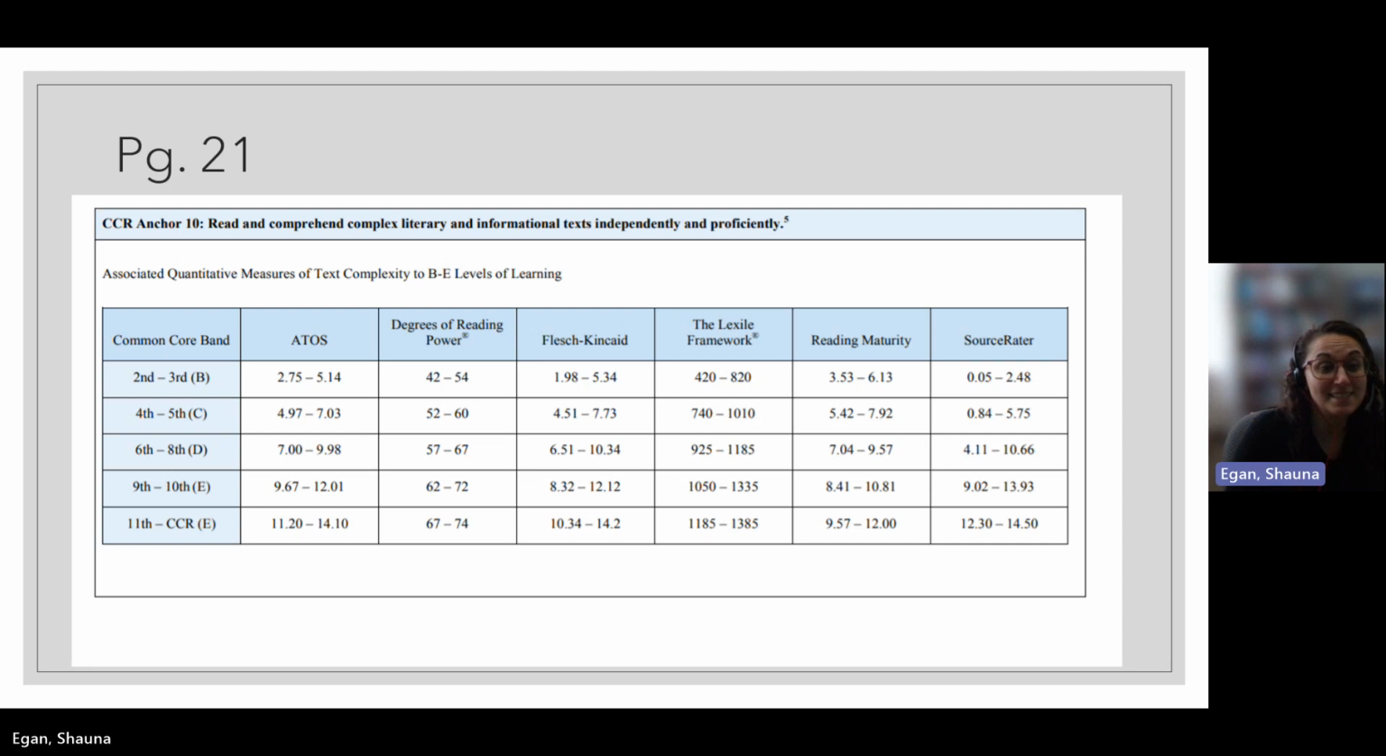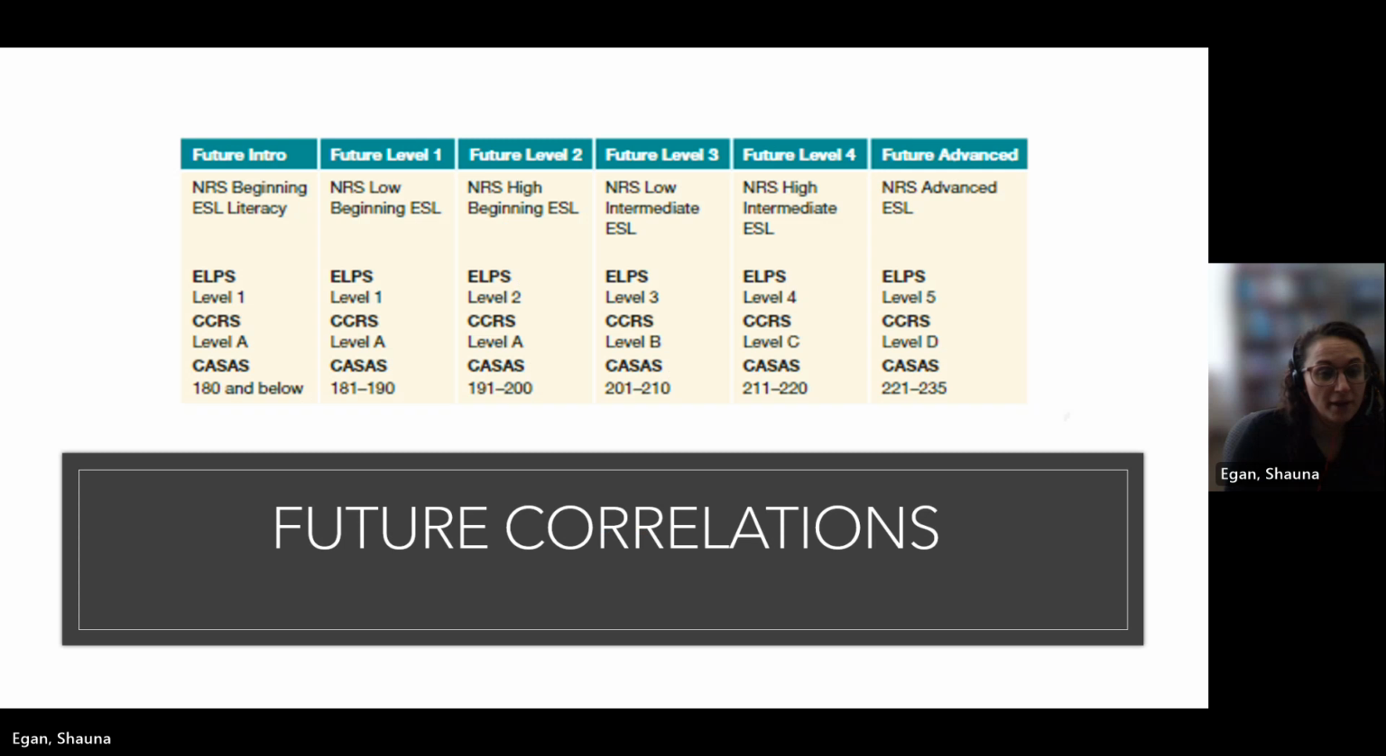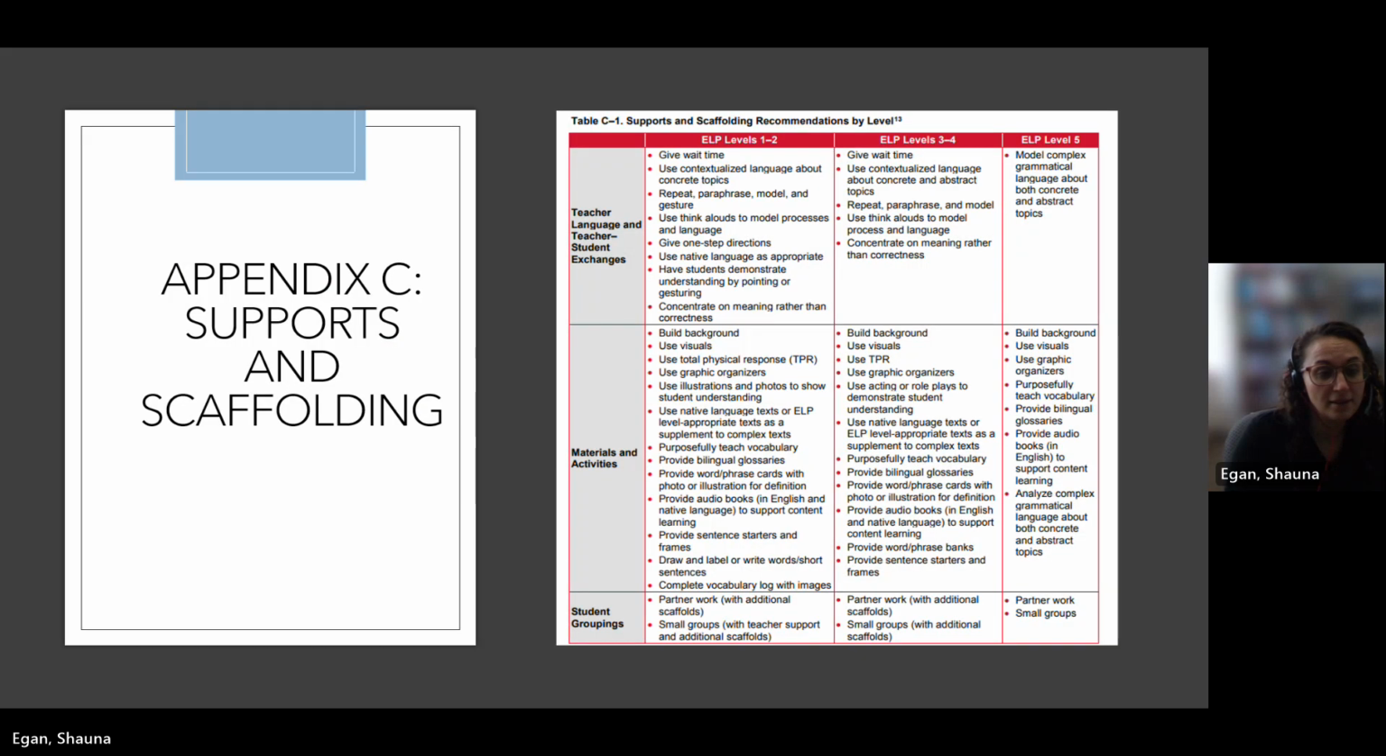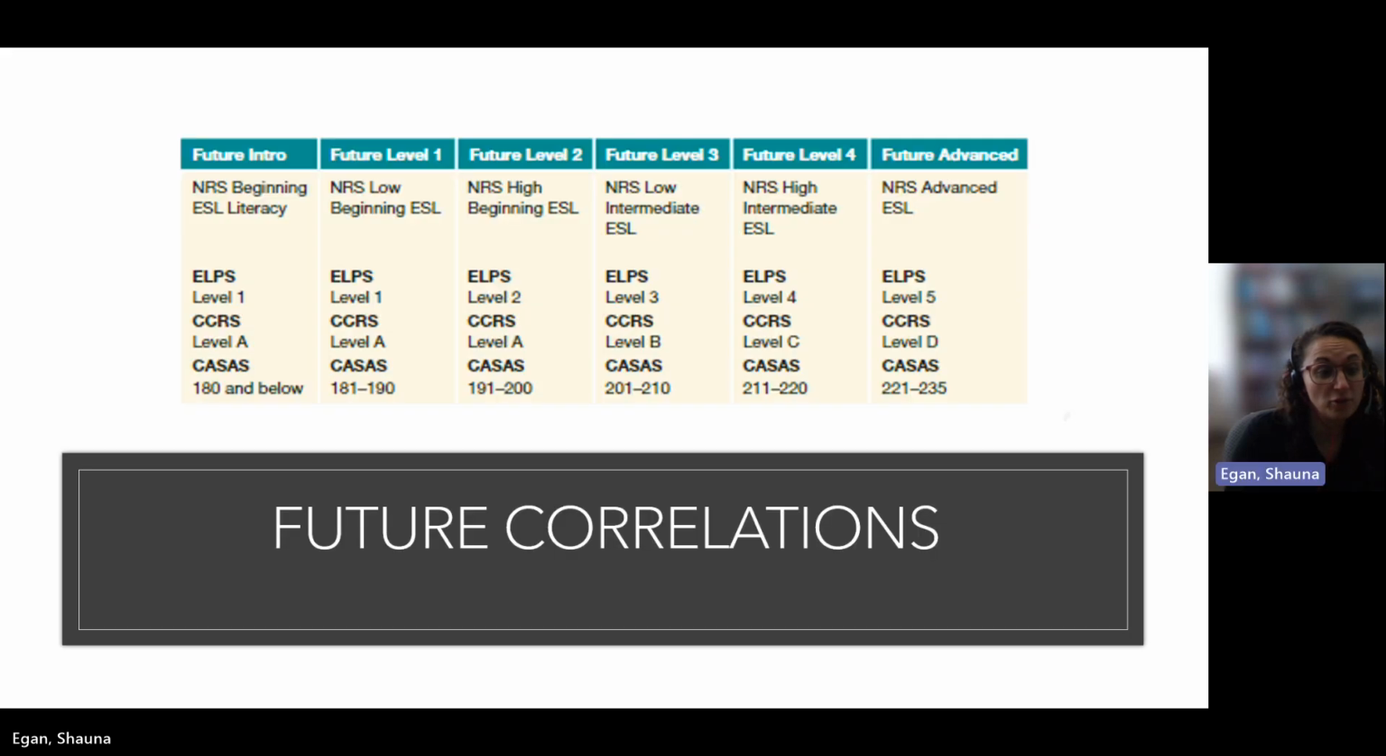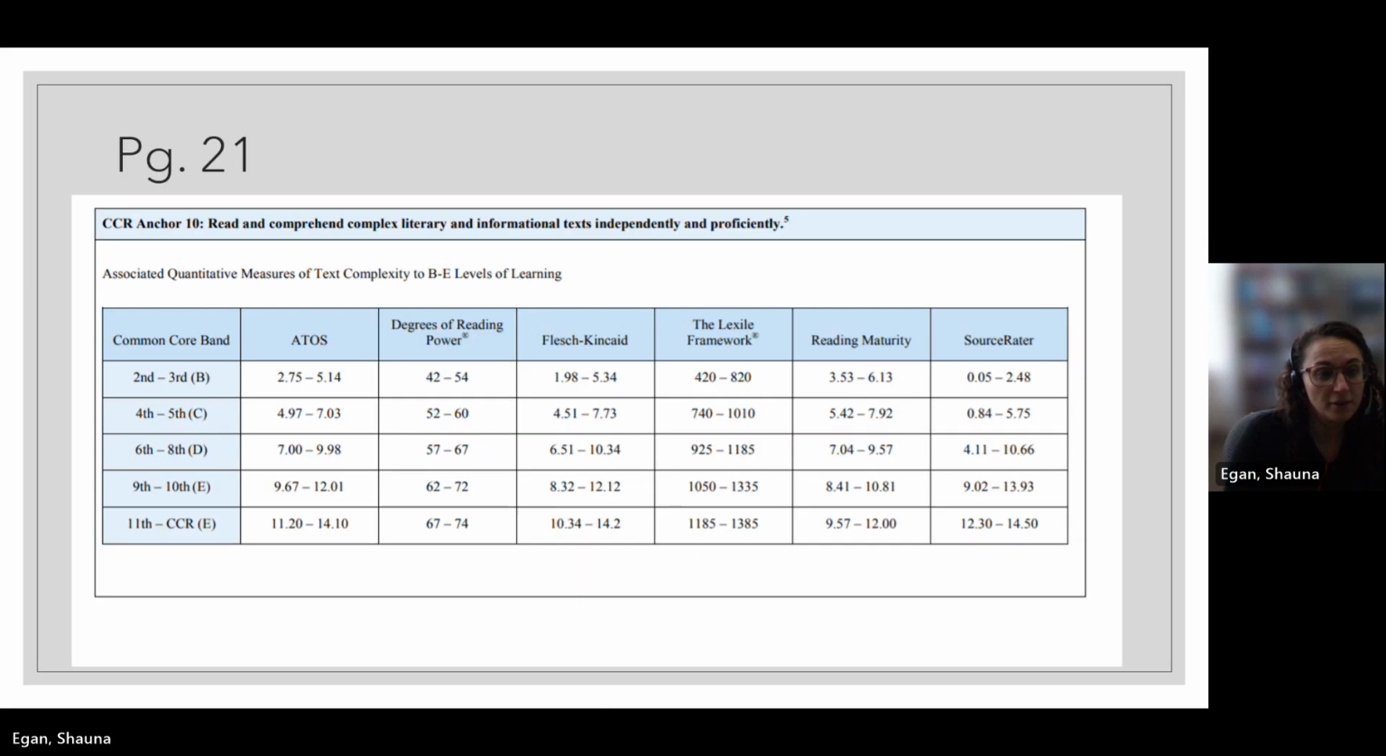And for example, just taking this college and career readiness skills band B. Okay, so if you have level B, that's going to be at future level 3. Okay, so for those students, you're going to want to look for text that's in between 420 and 820 Lexile level.